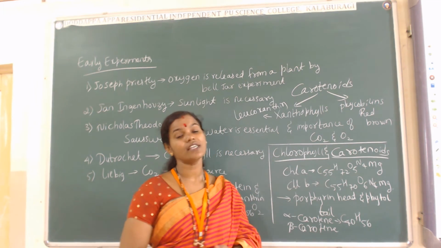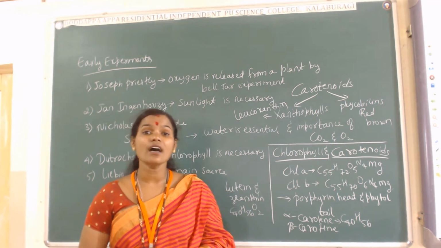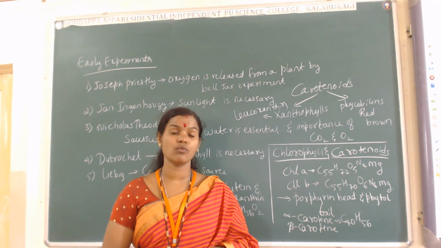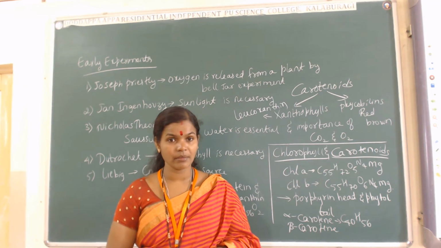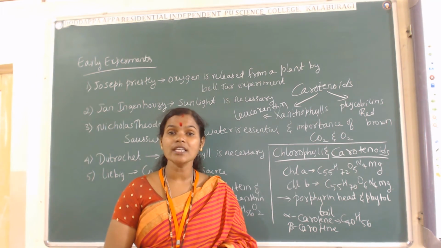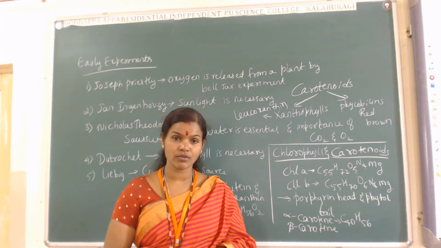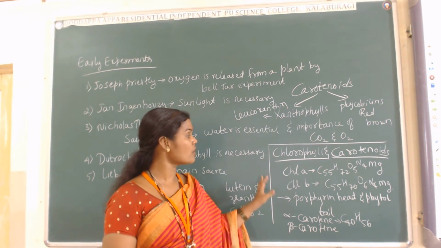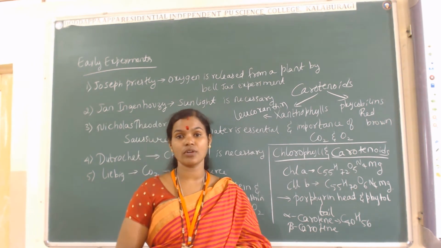And what are these xanthophylls and phycobilins? They are the colored pigments. Xanthophylls are made up of orange colored pigment and phycobilin is made up of red or brownish color pigment. Okay, so this is all about the chlorophyll pigments that I wanted to say.